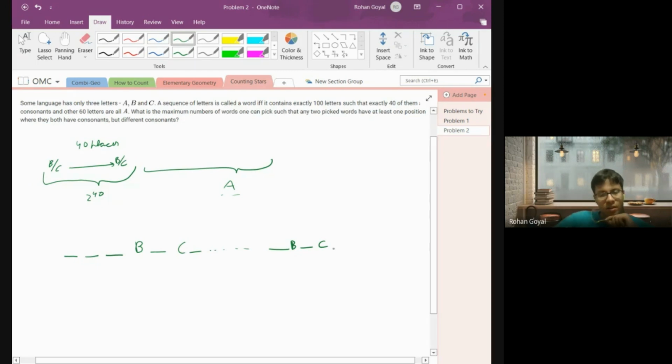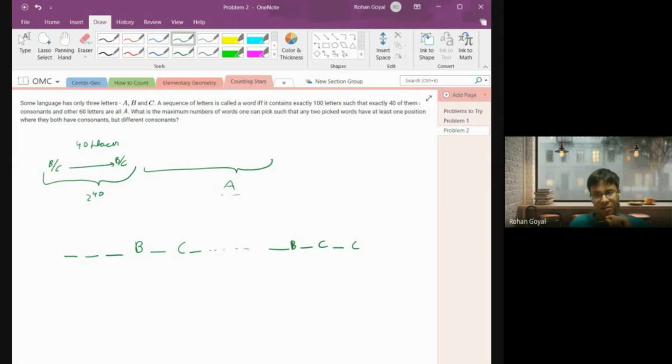Okay, so the idea is in some places you place blanks and in other places you put B and C. So you have 60 blanks and 40 places where you have B or C. And now in any two given words in your large set, at least in one of the places where there's a B or a C, they should differ. Right?